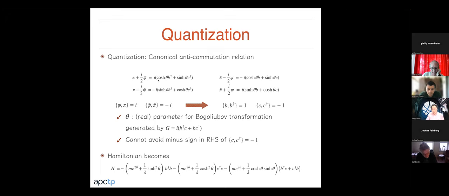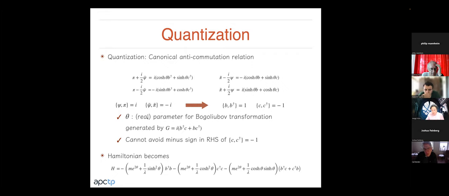The next step is quantization. We have this canonical anti-commutation relation from the previous phase space. Then we want to express things in terms of oscillators. As usual, we find a linear transformation between phi and psi and b and c. It turned out you can express it in terms of these two oscillators, but there is a one-parameter family of transformations.